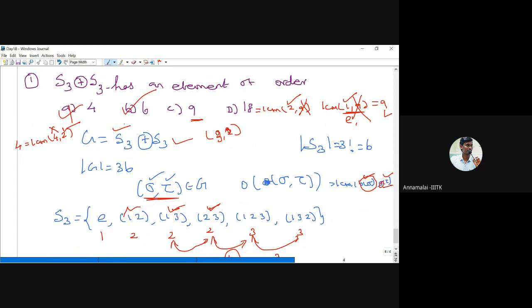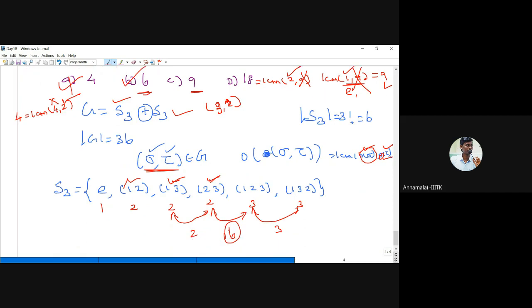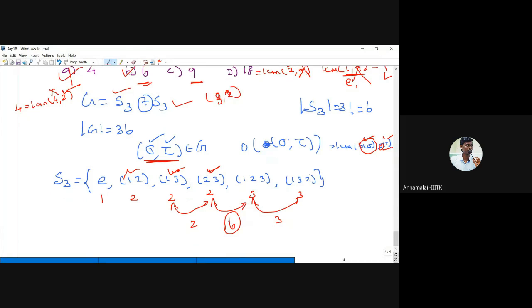The only possible is 6. And you can say 6 is the maximum order of an element in the group S3 cross S3. The maximum order in S3 is 3. If we take the Cartesian product S3 comma S3, the maximum order is 6. Okay, so this is very important. This is a question asked in the JAM examination.